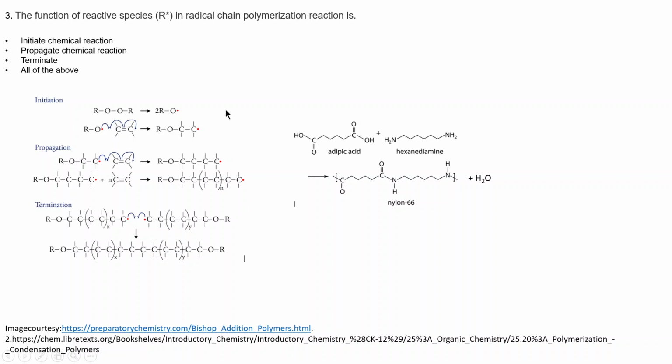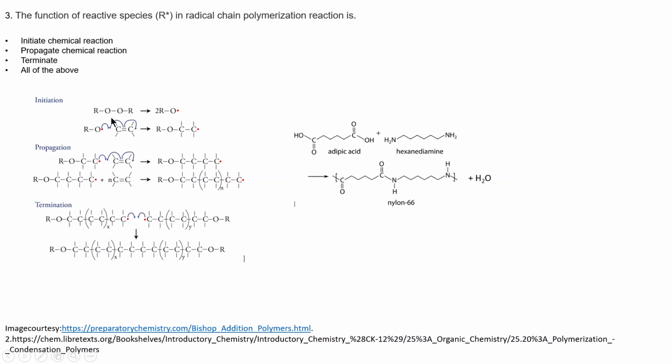So in radical chain polymerization, what happens is your R star group, right? It first initiates the reaction because it's a radical species. What it will do is this is your R star. Okay. So this is your R star. In this reaction scheme right here, this R star goes ahead and attacks the double bond right here and it will break it apart.